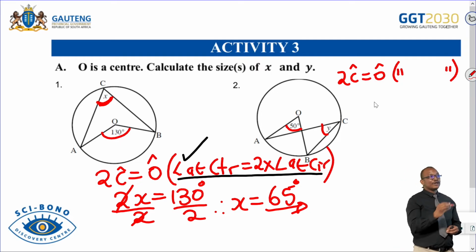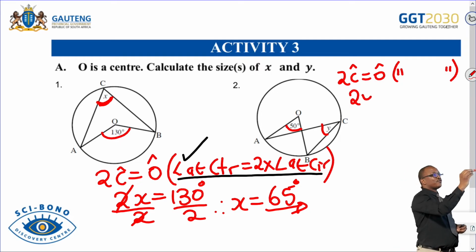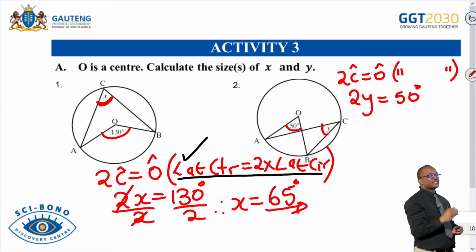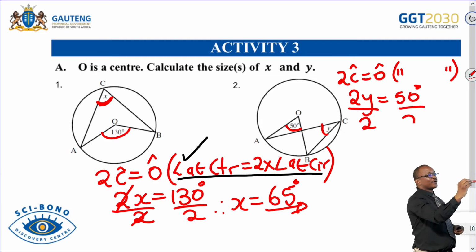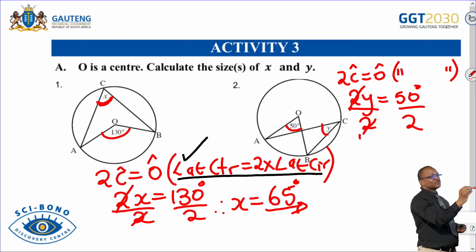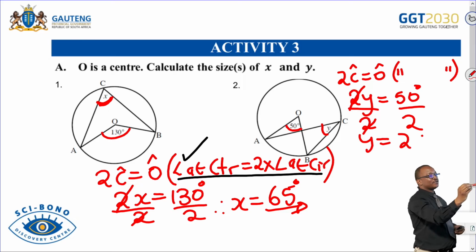So how do we get your angle now? Remember, it's 2 of what? We are looking for y now, but the angle at center is 50 degrees. Then for you to get y, you will divide both sides by what? By 2. 2 will cancel 2, then your y is going to be what? 25 degrees.